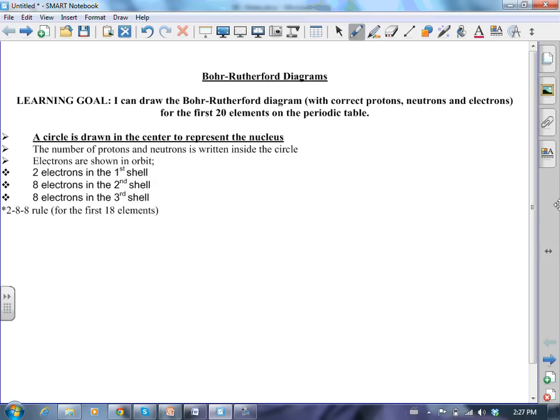So if we look at your standard atomic notation for chlorine, it looks like this: 36, Cl, and 17. So the first thing you have to do, you have to be able to write the protons, neutrons, and electrons in your Bohr-Rutherford diagram. So we've got to look at chlorine and figure out how many protons there are, how many neutrons there are, and how many electrons there are. Once we have that information, then we can draw in our Bohr-Rutherford diagram. So let's do that now.